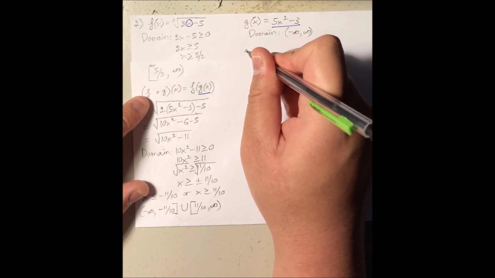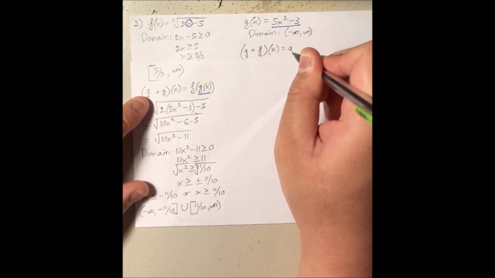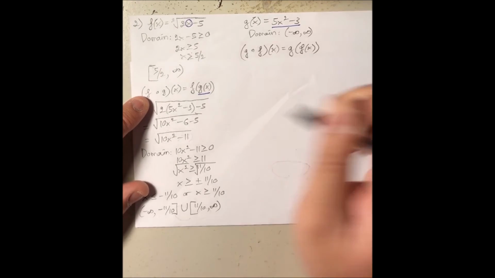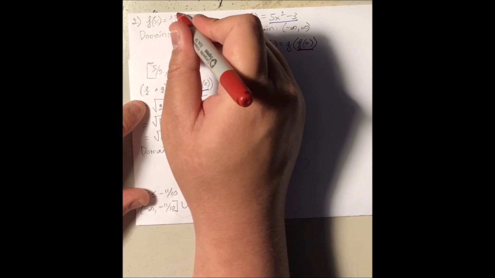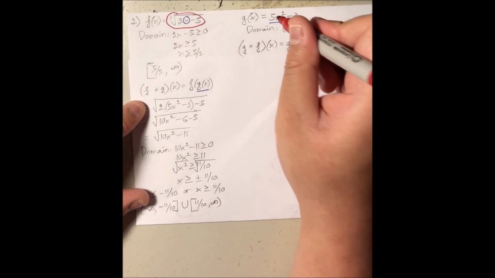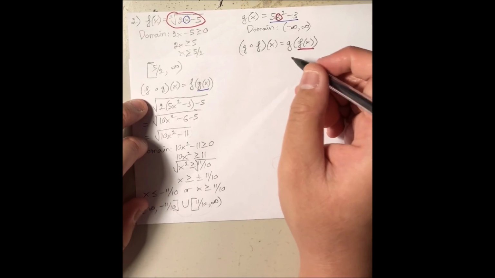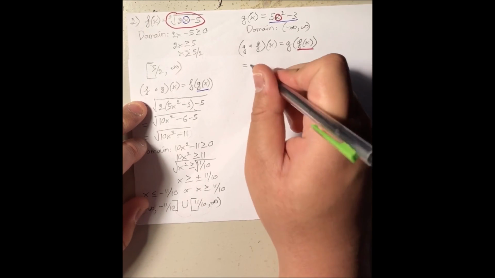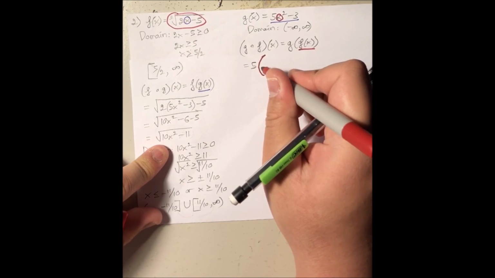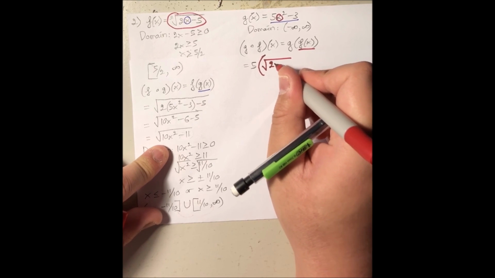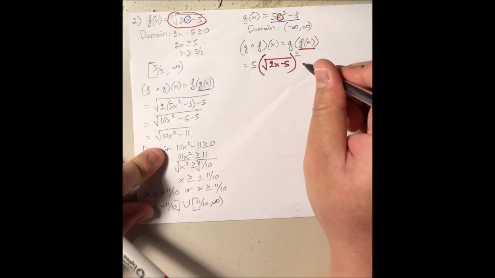Now, what about g of f of x? Well, g composite f in terms of x is equal to g of f of x. The function f, which is this thing here, is going to replace the x of the g. So that means this is going to be equal to 5 times the square root of 2x minus 5, close that, raised to the second power, and then minus 3.